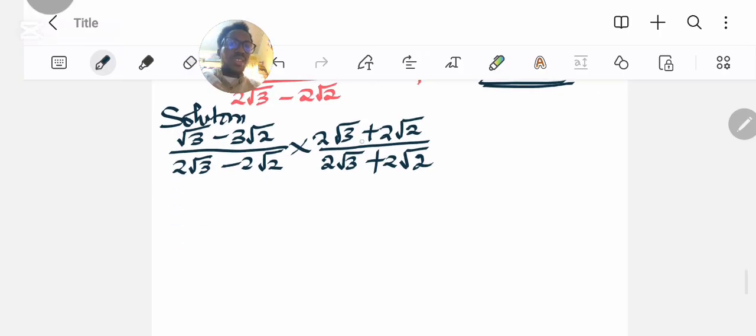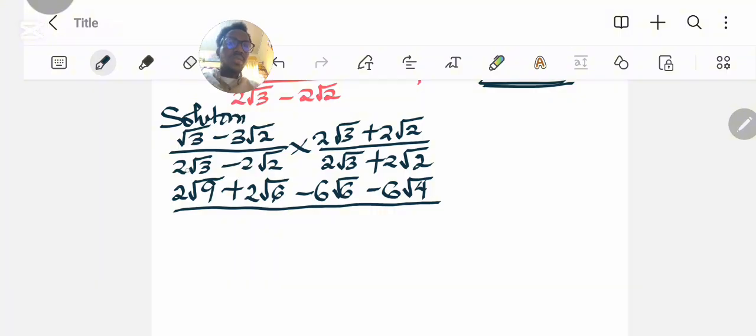So let's proceed. Root 3 times 2 root 3 is going to give us 2 root 9 plus root 3 times 2 root 2 is going to give us 2 root 6, minus 3 root 2 times 2 root 3 is going to give us minus 6 root 6, minus 3 root 2 times 2 root 2 is going to give us minus 6 root 4, all divided by 2 root 3 times 2 root 3 is going to give us 4 root 9. 2 root 3 times 2 root 2, that's going to give us 4 root 6, minus 2 root 2 times 2 root 3 is going to give us minus 4 root 6, minus 2 root 2 times 2 root 2 is going to give us minus 4 root 4.